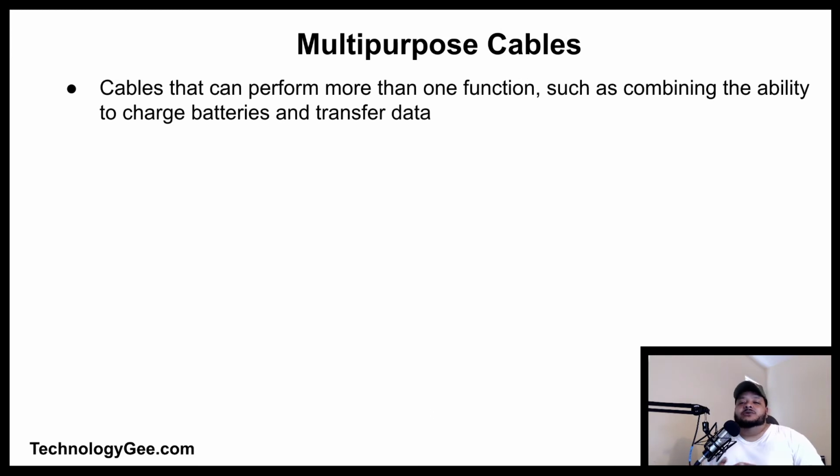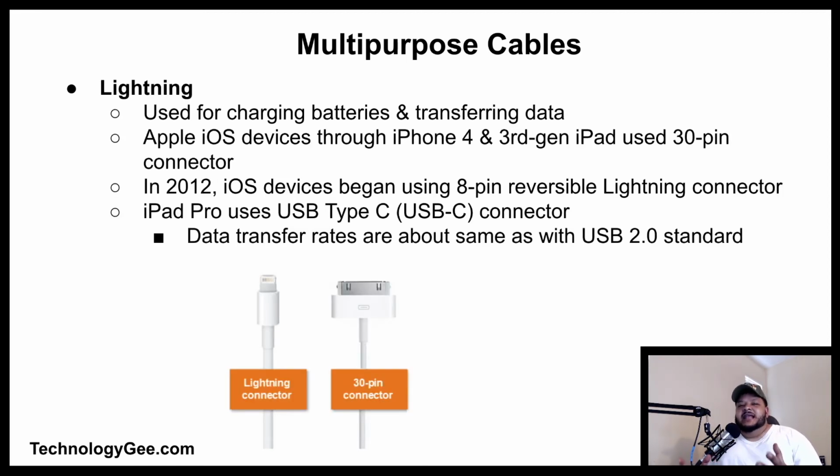All right, so let's talk about multi-purpose cables. These are cables that can perform more than one function, such as combining the ability to charge batteries and transfer data. The first one is the Lightning connector, and this is used for both charging batteries and transferring data. Apple iOS devices up through the iPhone 4 and 3rd generation iPad use Apple's 30-pin connector. In 2012, iOS devices began using the 8-pin reversible Lightning connector. However, the iPad Pro uses the USB Type-C or the USB-C connector. The data transfer rates are about the same as with the USB 2.0 standard.